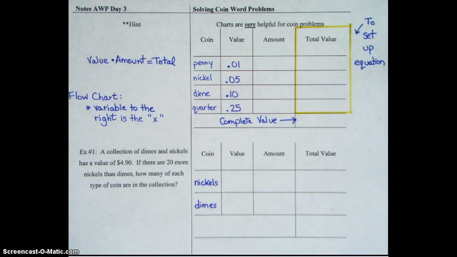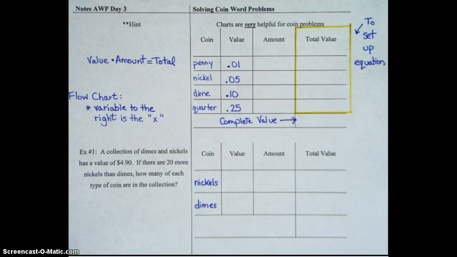Nickels are also not 0.5. That would be a half dollar. Nickels are 0.05. Between the charts and the columns, value multiplied by amount is going to give you the total value. We're going to use the total value in order to set up your equation. You're going to add all of the total value items and set it to equal your complete value at the bottom. You are allowed to use calculators for this section.